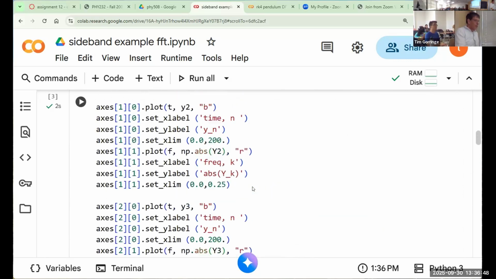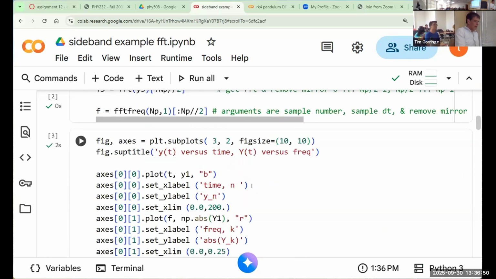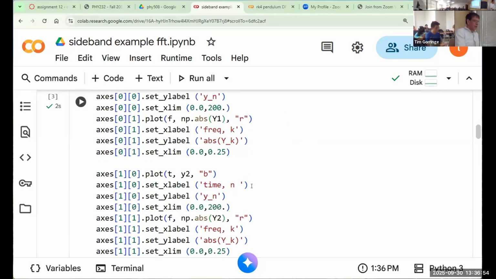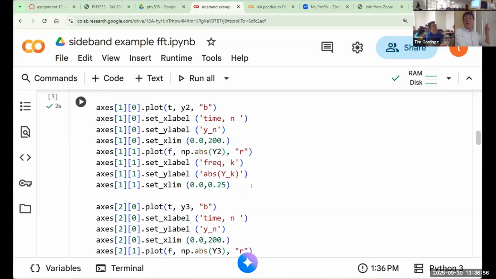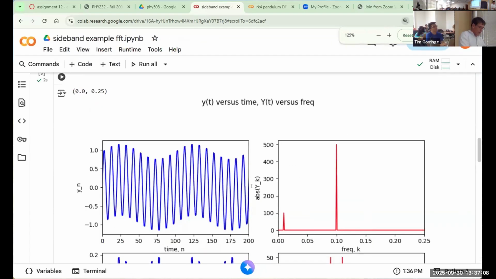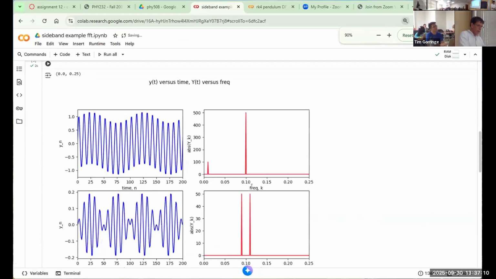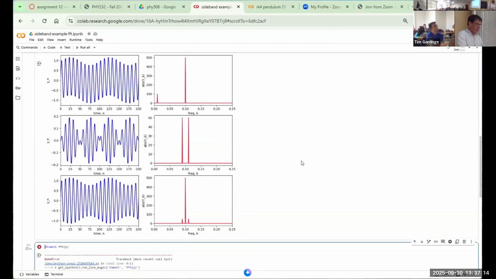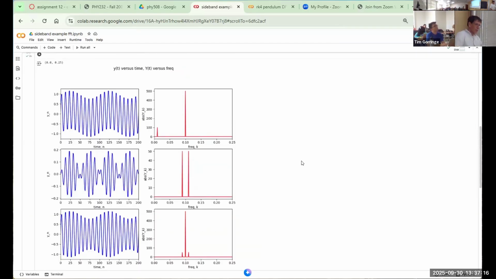Okay, so after I've calculated the Fourier transforms, I'm just going to plot the time domain for the three signals and the frequency domain for the three signals. I won't show you the plotting code, it's snappy. But I want to show you the results.